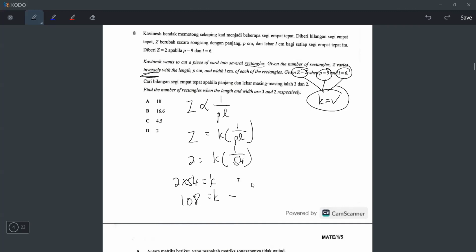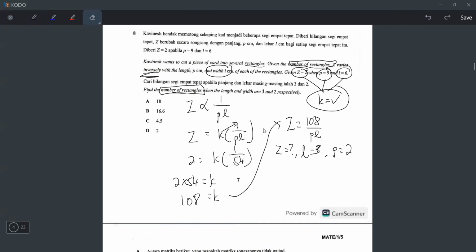But don't forget to rewrite. So when you rewrite, it becomes what? Z equals K, which is 108, times 1 over PL, which is 108 over PL. This is my equation. But this is not your answer, because after you rewrite, you still have to check for what they want. Find the number of rectangles, which is Z. Because I paid attention just now. Number of rectangles, its letter is Z. So it means I want to find Z. And then they say, what? When the length is 3, the width is 2. So the L is 3 and the width, which is P, is 2. Okay, they did say, right? Width is L.